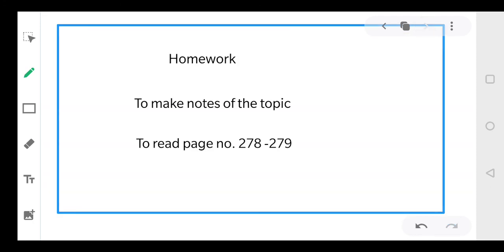Now coming to your homework, dear students, first of all you will make notes of this topic and read page numbers 278 to 279. Dear students, this is a very interesting topic. I hope you will enjoy reading it, and if there is any doubt that you have, you will send your personal queries to me also, right?